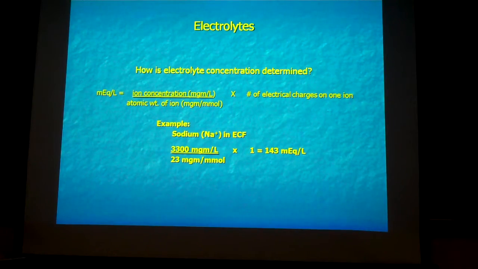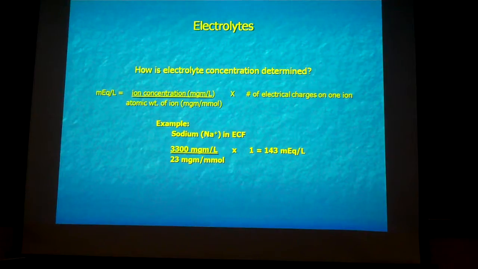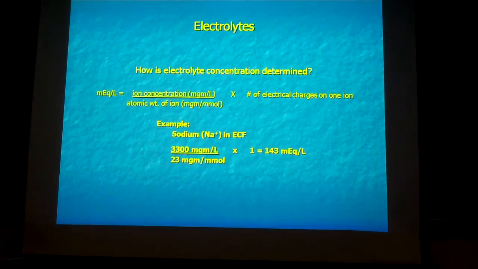You go to have your blood drawn in the lab, you do a chemistry profile. They're always going to measure sodium, chloride, potassium, bicarbonate, BUN (blood urea nitrogen), creatinine, things like that. And the numbers that you see for those determinations are in milliequivalents per liter for these ions, these electrolytes.